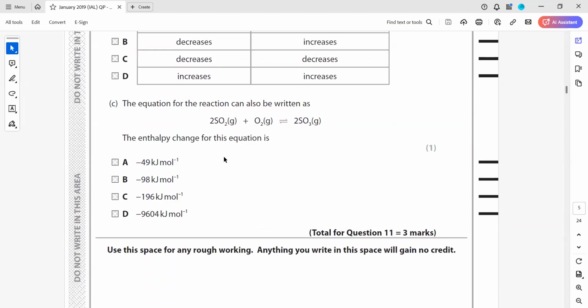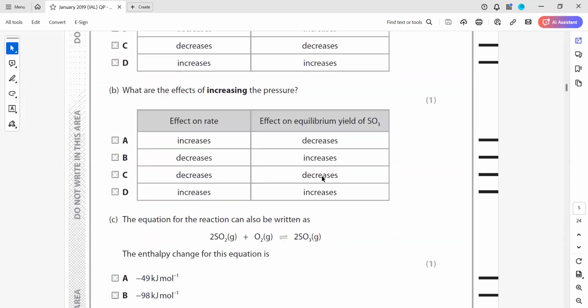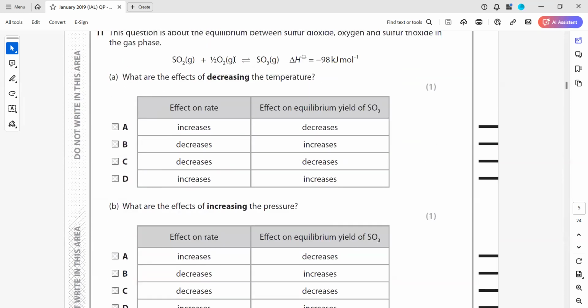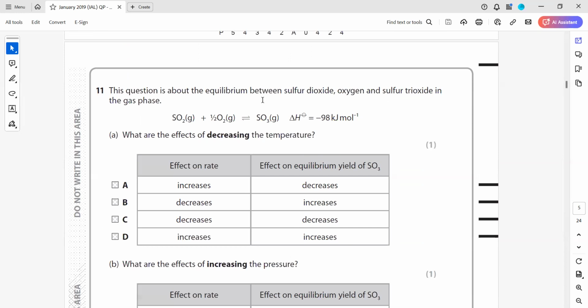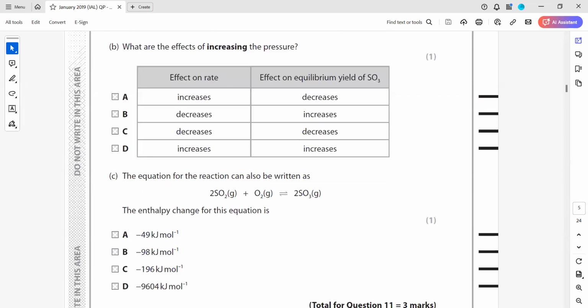The equation for this reaction can also be written differently, and so can the enthalpy change of this equation. Look what we did. We have 1.5 and 2 moles there, and now we just multiply that by 2. What will the enthalpy change of this reaction be? So enthalpy change, as we change the moles.